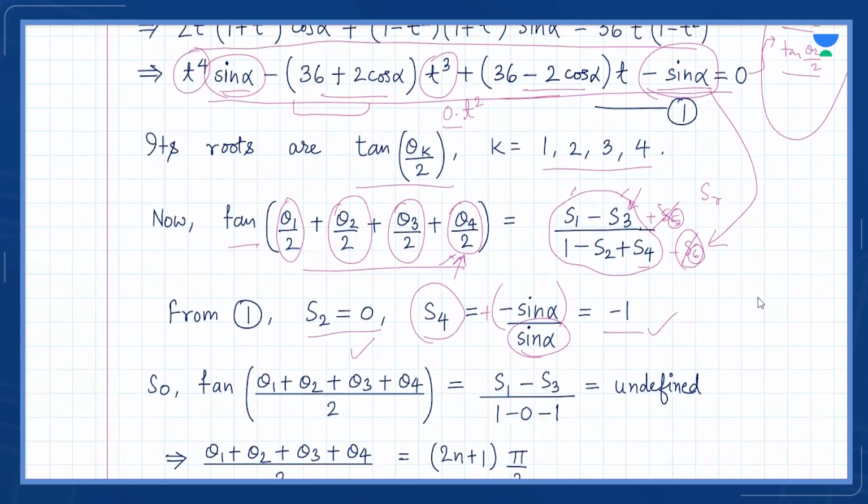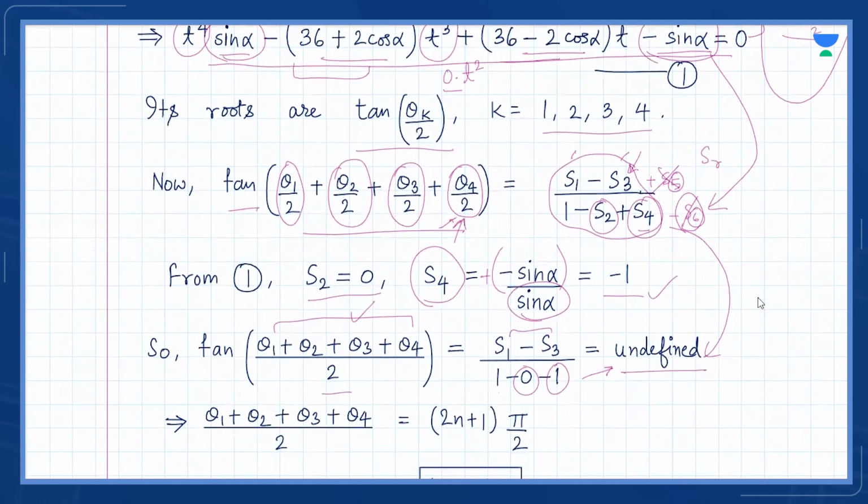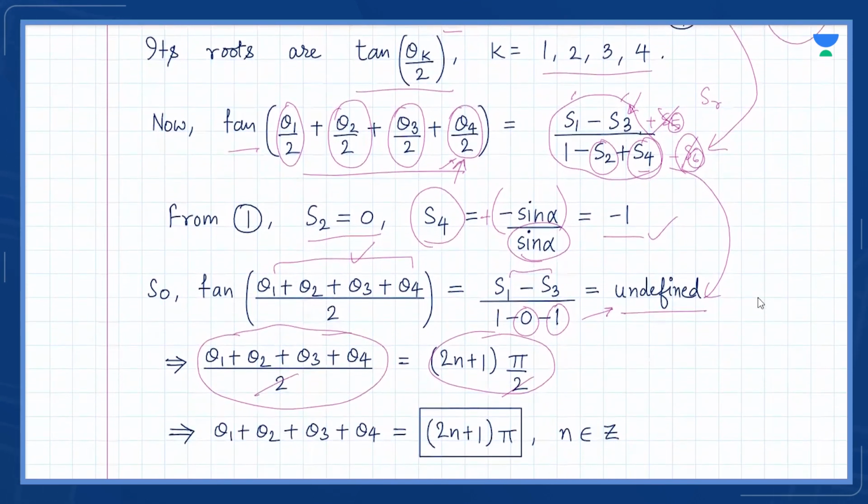Now these values we substitute in this particular formula. So we are going to get tan of sum of thetas upon 2 is equal to S1 minus S3 over 1 minus S2 plus S4. Now I have put S2 as 0 and I have put S4 as -1. So clearly 1 minus 1 gives us 0 in the denominator and we get this expression as undefined. Now, obviously, if this is undefined, it can only be possible when this entire thing is equal to an odd multiple of pi by 2. 2 and 2 get cancelled, and obviously we get the final answer as sum of thetas is equal to an odd multiple of pi, which is 2n plus 1 into pi. So that's our final answer.